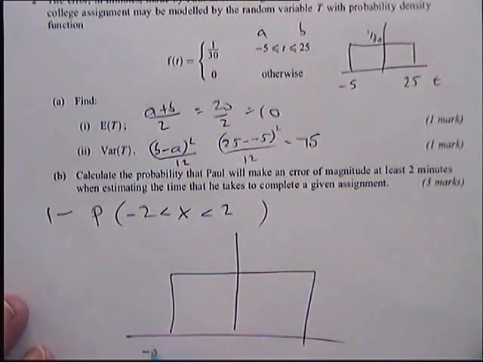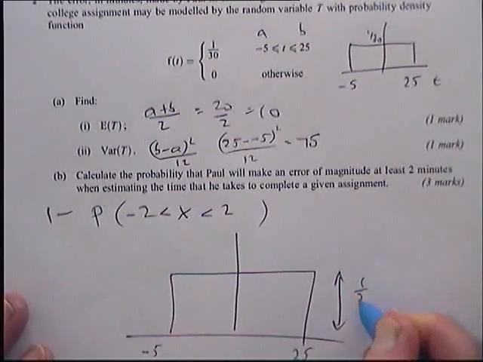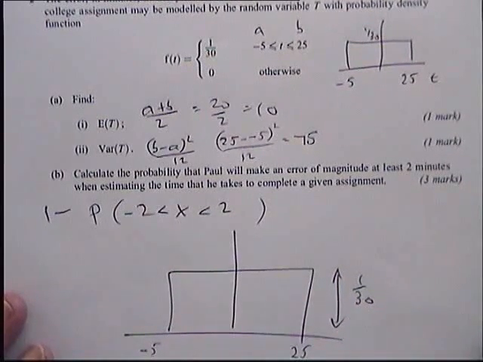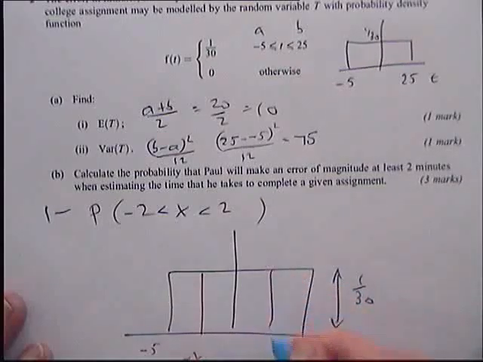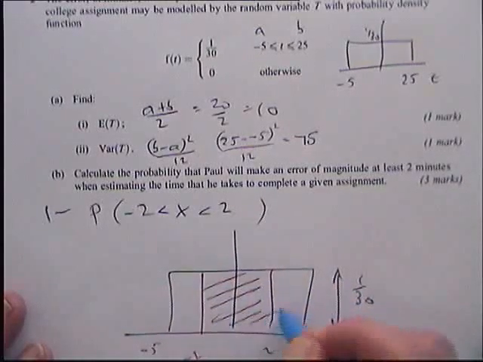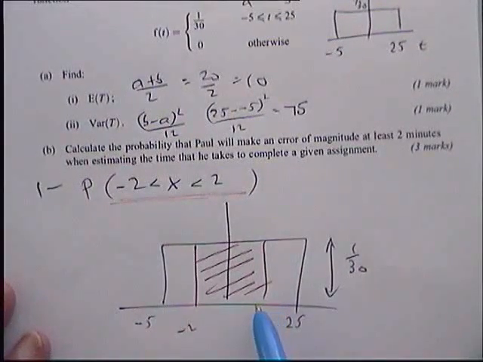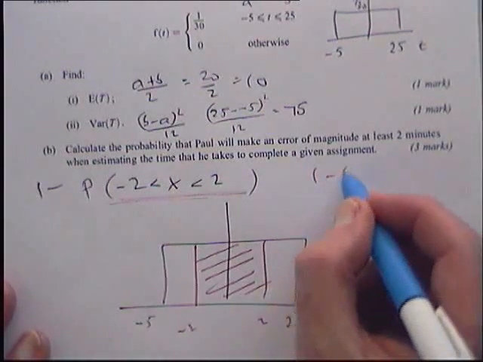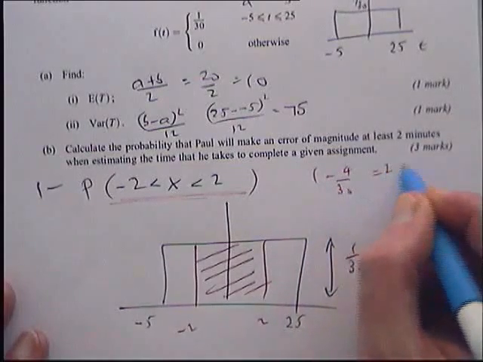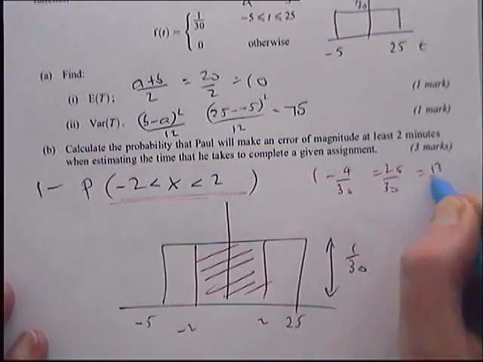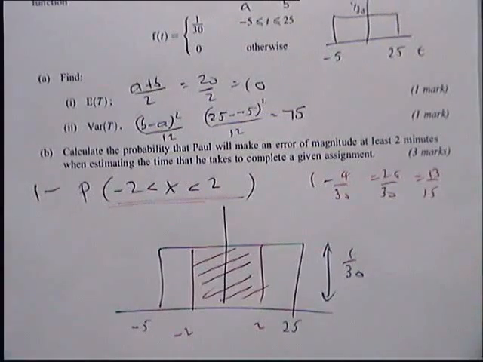Okay. We've got minus 5 there, we've got 25 there. We know that the height is 1 over 30. If I put minus 2 line in there, 2 line in there, I'm interested in that rectangle for this bit here. What's the width of that rectangle? 4. Area of that rectangle? 4 times 4 30ths, so it's 1 minus 4 30ths, which is 26 30ths, which is 13 15ths. And that is the answer for that last bit, 13 15ths.